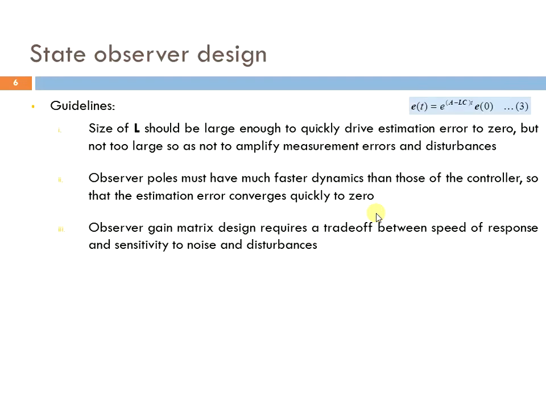One other guideline, obviously, is to keep in mind that, just from the first guideline, we can see there's a bit of a conflict here. We want L to be large so that the error dynamics are as fast as possible, but we also do not want it to be too large, in order to suppress measurement errors and disturbances. So we find that it's a trade-off between having a sufficiently high speed of response and also being able to suppress measurement noise and external disturbances.